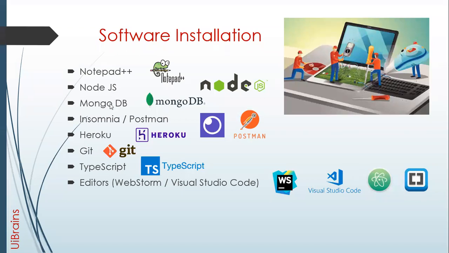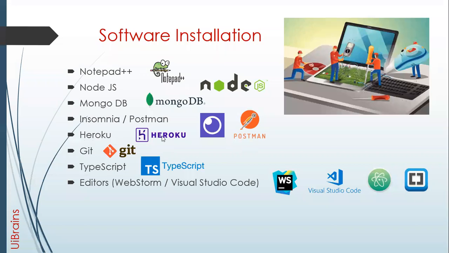MongoDB is for the database, so we have to install that setup in our system. Then there are two other softwares, Insomnia and Postman. These two are for testing the REST API, because on the server side we're going to develop the REST API. To test just the backend part, the REST API, you need software like Insomnia or Postman. Some people use Insomnia and some people use Postman, but we use both. So install both.